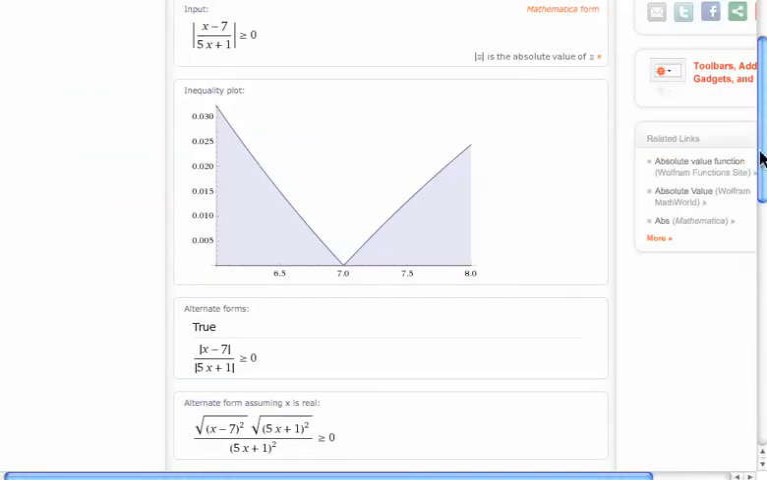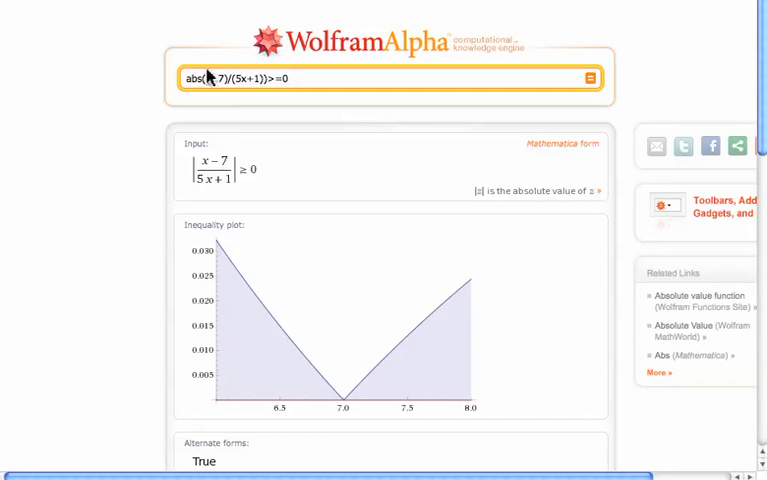Now when I go to Wolfram Alpha this time, I type in, as y1 if it's my graphing calculator, absolute value of parentheses for the numerator, x minus 7, and parentheses for the numerator, divided by parentheses for the denominator, 5x plus 1, and parentheses for the denominator, and parentheses for the absolute value. Then I would compare that to y2 being equal to 0. I would see here that we got the V shape and we have y equals 0. This is not very good because we only go from positive 6 to positive 8. We want to see much more than that.